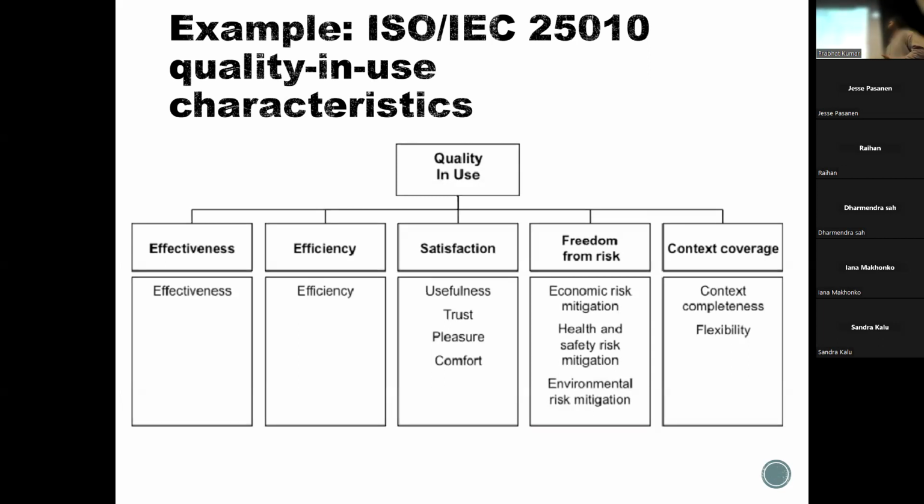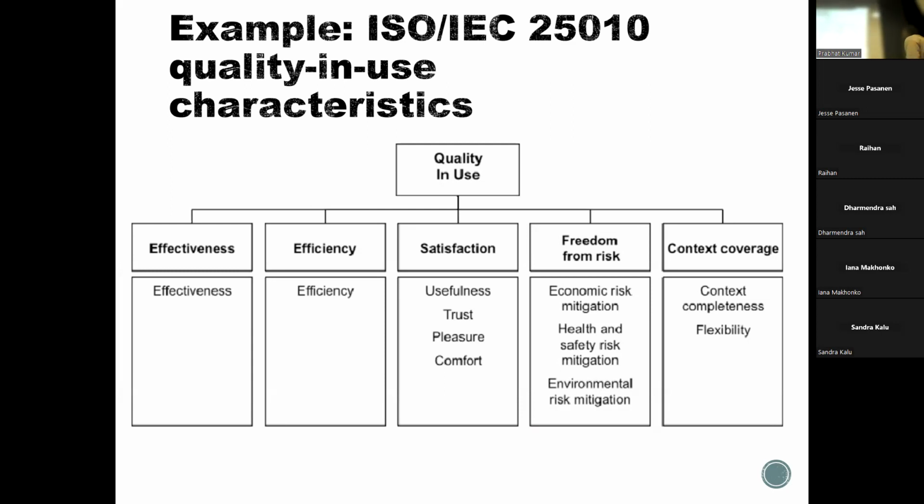Effectiveness. What can be the effectiveness definition? Accuracy, how accurate it is, whether it is doing those tasks or not. Efficiency, doing the computation in a minimum time period. Satisfaction, whether the user is satisfied by the whole software when using it, in terms of usefulness, trust, pleasure, comfort. Freedom from risk, when using the software, the software should be free from risks, which talk about economic, health, environmental risk, and so on.